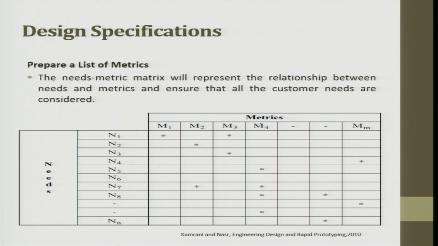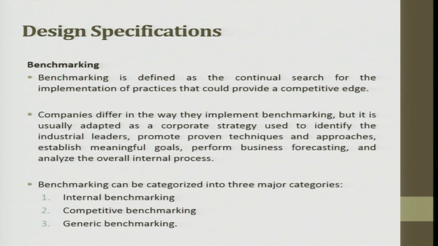Here are the needs, here are the metrics. Okay. So, the needs metric matrix will represent the relationship between the needs and the metrics and ensures that all the customer needs are considered in this matrix. So, the moment you start putting it on a piece of paper and start assigning it in a table form, you can give more data, you can try to cluster data, you can do more amount of logical interpretation of the data which is available in front of you. So, here the data which is available is the need and metric matrix we are trying to develop.